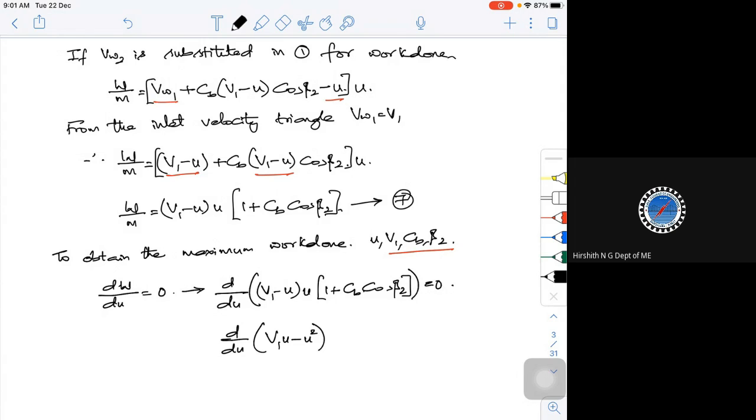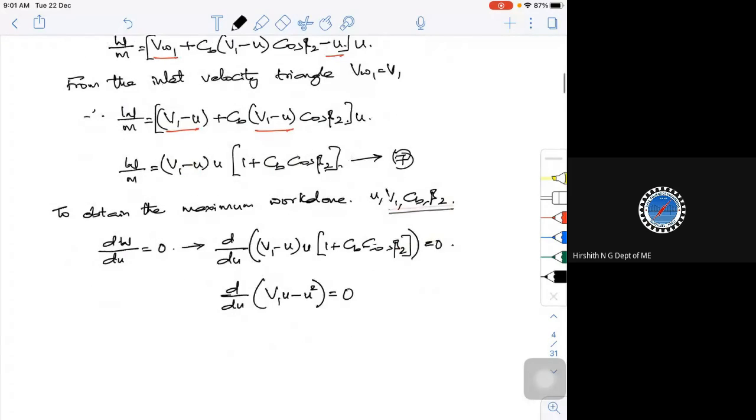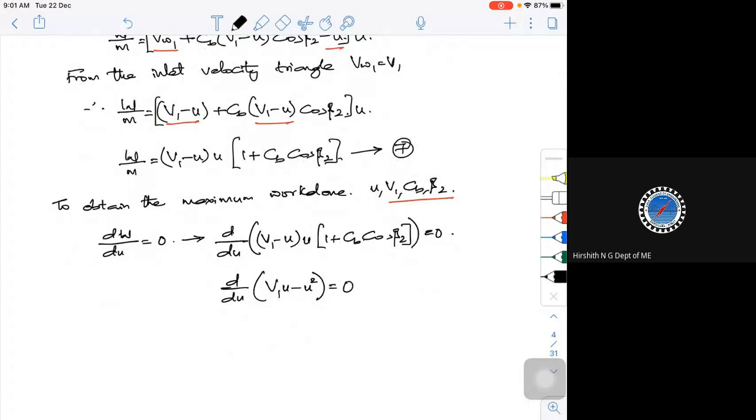The rest of the thing, if you multiply, I can take to the right hand side and it will become 0. Now differentiation of V1 U is V1, and differentiation of U square is 2U, equal to 0. Or I can tell my U is equal to V1 by 2. Or for a maximum condition, my U is 50% of your V1. So this is the condition.